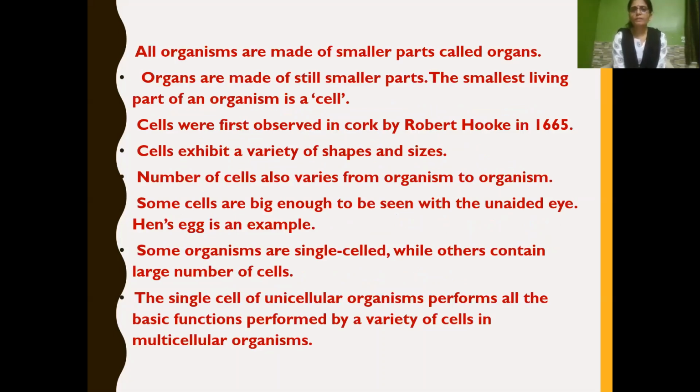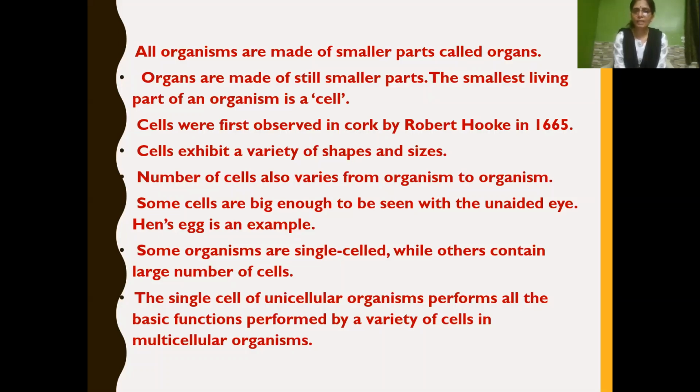So then we have learned that all organisms are made of smaller parts called organs. Organs are made of still smaller parts. The smallest living part of an organism is a cell. Cells were first observed by Robert Hooke in the year 1665, and cells exhibit a variety of shapes and sizes. The number of cells varies from organism to organism.